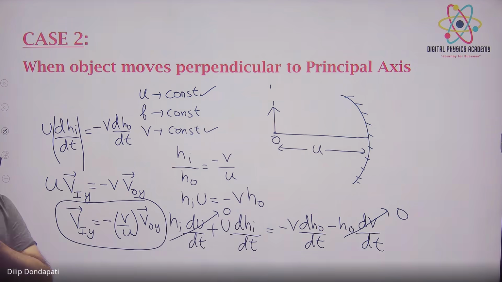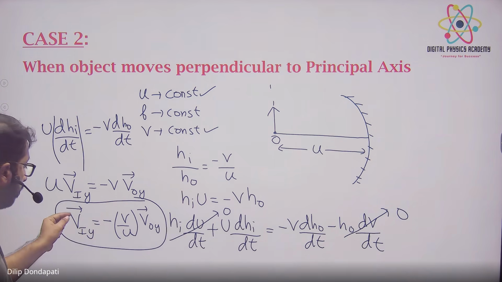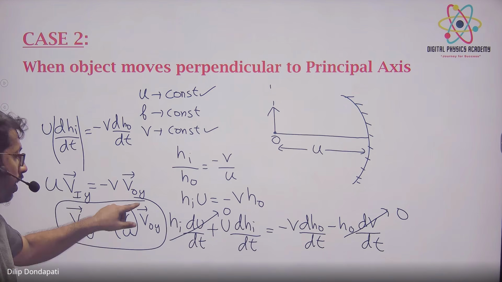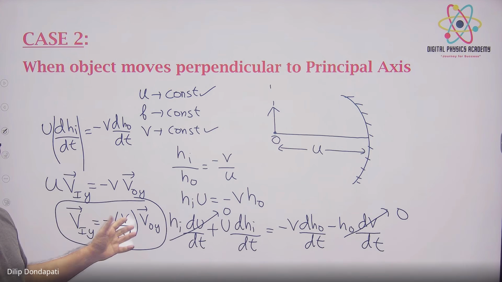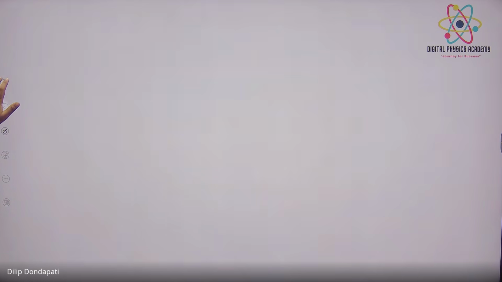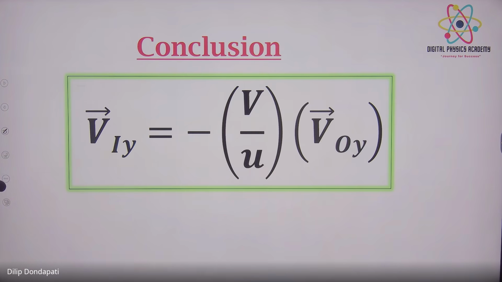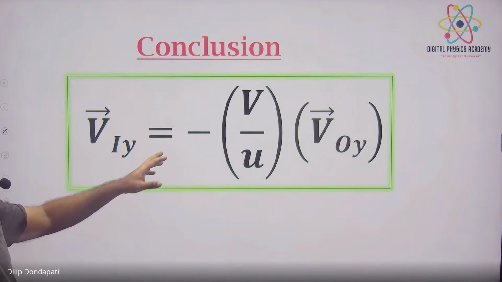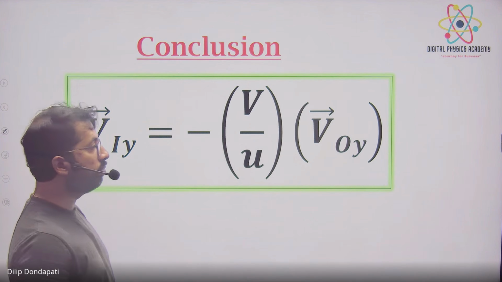So what about the x direction? What was the formula in the x direction? Velocity of image with respect to mirror is equal to minus v by u whole square times velocity of object, but this one is not with respect to mirror. You can use this directly. So the final formula, copy down: velocity of image in y direction is equal to minus v by u times velocity of object in y direction.